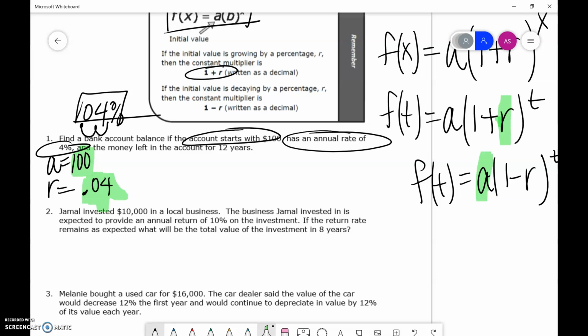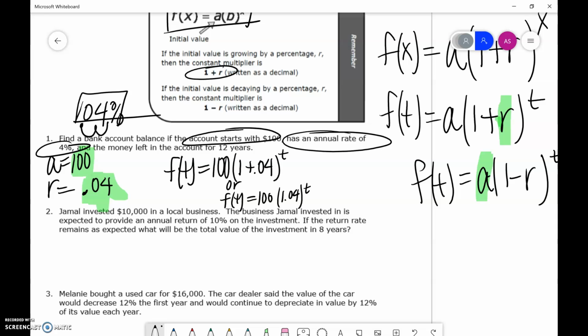Now, I do want to know, is this situation exponential growth or decay? Since this account is going to increase, they're not going to just take these people's money away, this is an increasing situation, so this is going to be exponential growth. So when I write my equation, I'm going to have f of t equals 100 times 1 plus 0.04 to the t power. Or they may actually add that part in parentheses. If I add 1 plus 0.04, that'll give me 1.04 to the t. So that's my equation.